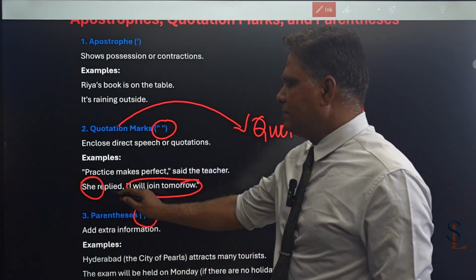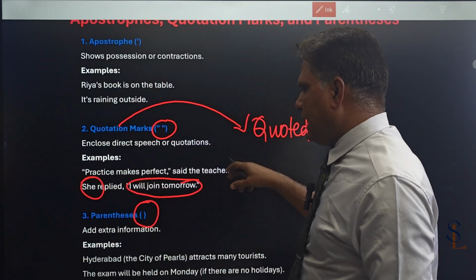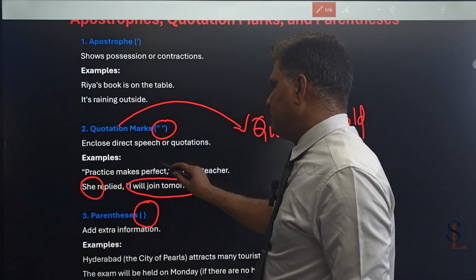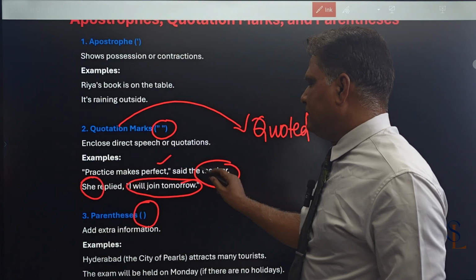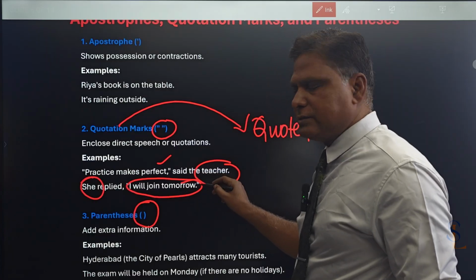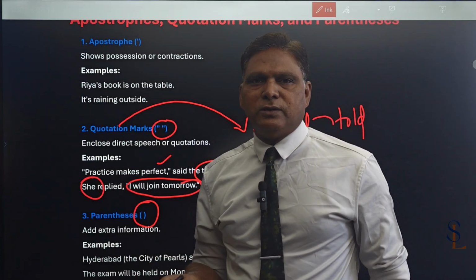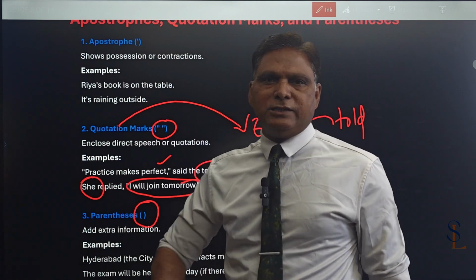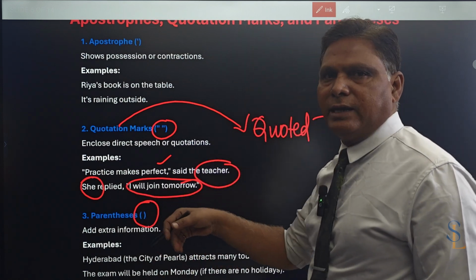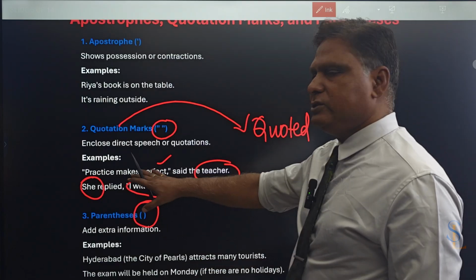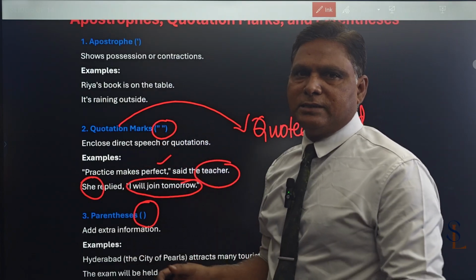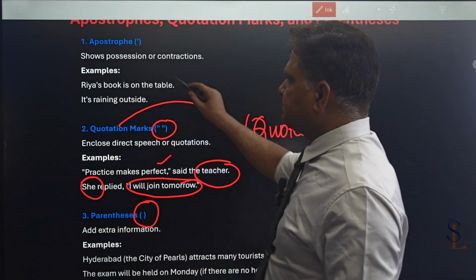Who quoted that? She quoted that. She replied, "I will join tomorrow." "Practice makes man perfect," said the teacher. These are all the teacher's words. So when words are told by somebody, and you are using those words as they are without giving any change to them, that is also called direct speech, you know pretty well. And when you change them into normal third person speaking, you call it indirect speech.